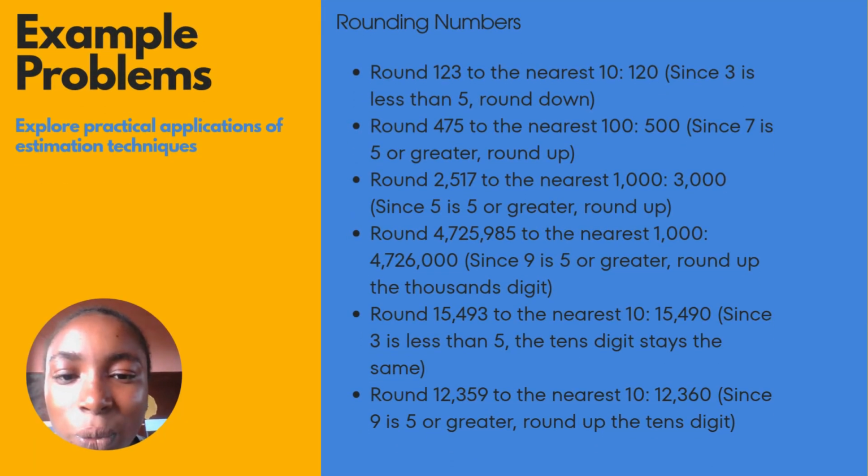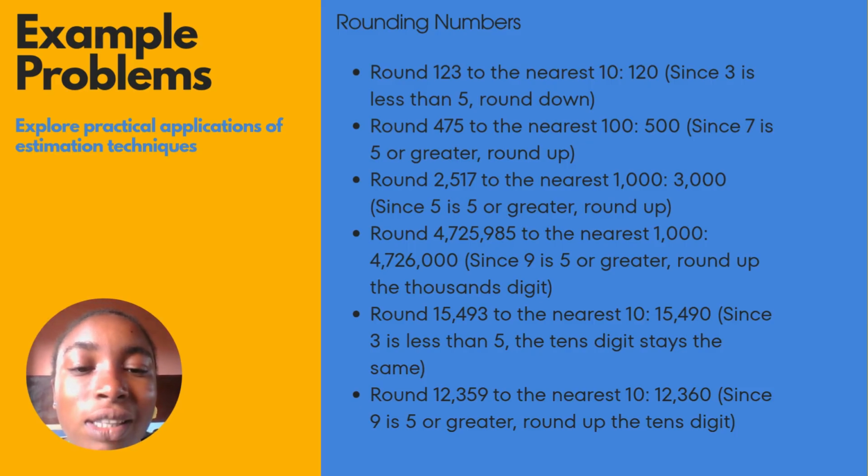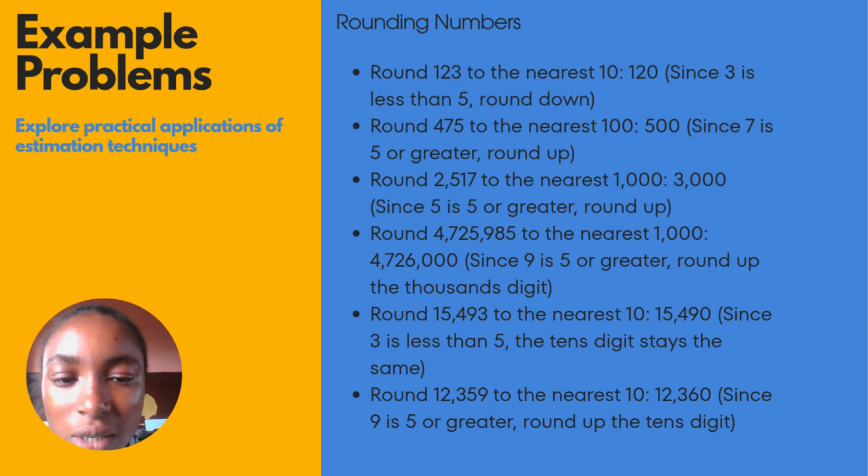For the first one, we have round 123 to the nearest 10. 3 is unit, 2 is 10. So that means we're dealing with what? 2. Now look at the number. Since 3 is less than 5, the number before the 10th, we round down. That means our 3 becomes what? 0. Now we have the other one, round 475 to the nearest 100.